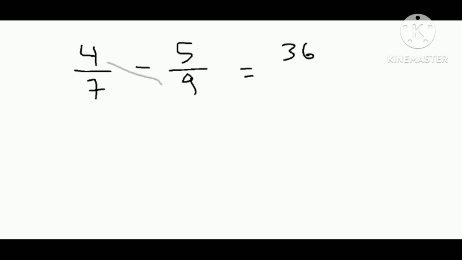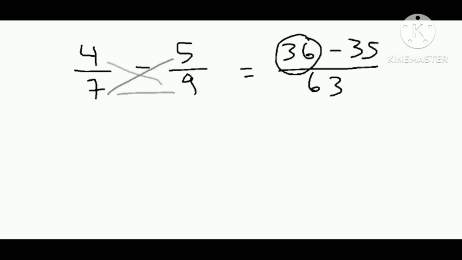So now, what about this one? Let's say if we have 4 over 7 minus 5 over 9. So we can use this technique. 4 times 9 is 36, and 7 times 5 is 35. 7 times 9 is 63. By the way, the 36 should come first because the 4 comes before the 5. So it shouldn't be 35 minus 36, it's 36 minus 35.